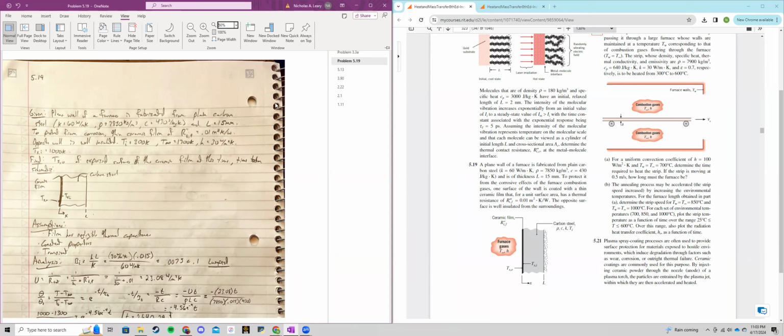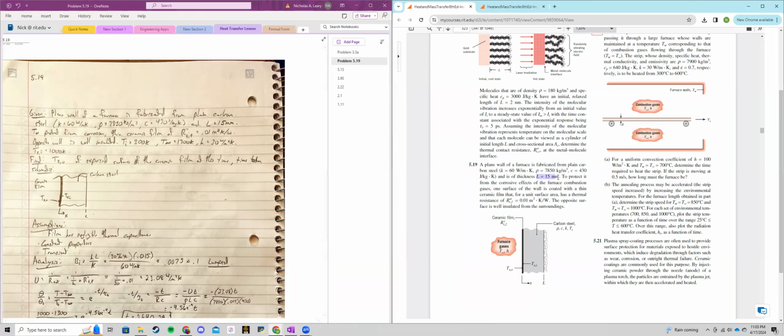So getting right into it, the problem statement in the book says a plain wall of a furnace is fabricated from plain carbon steel. It gives you the properties of that carbon steel, and then the thickness of the wall, which is 15 millimeters. And then adds to protect it from the corrosive effects of furnace combustion gases, one of the surfaces is coated with a thin ceramic film. This is shown right here in this little schematic down here. And then it says that that film has a thermal resistance of 0.01.